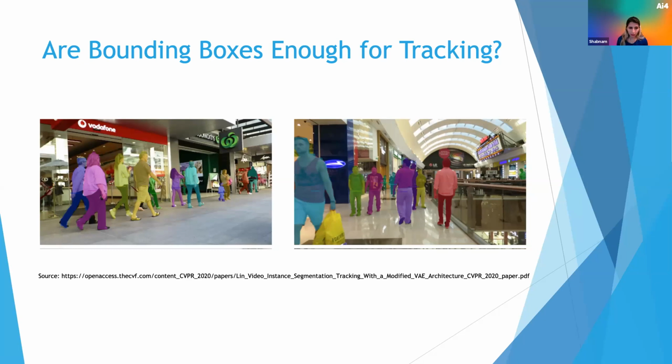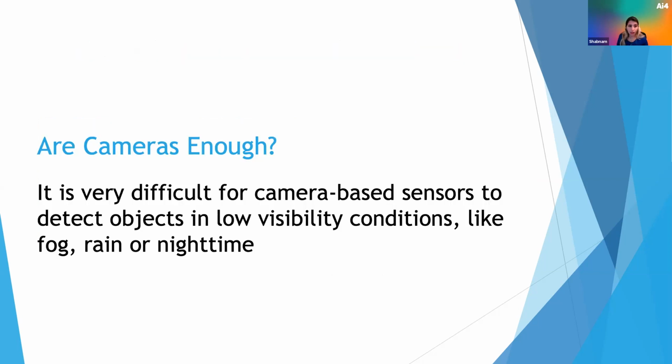All right, so you now saw that we have several different algorithms using just the cameras that can detect pretty much everything. So we should be good, right? We should be able to detect everything, or basically, are cameras enough?